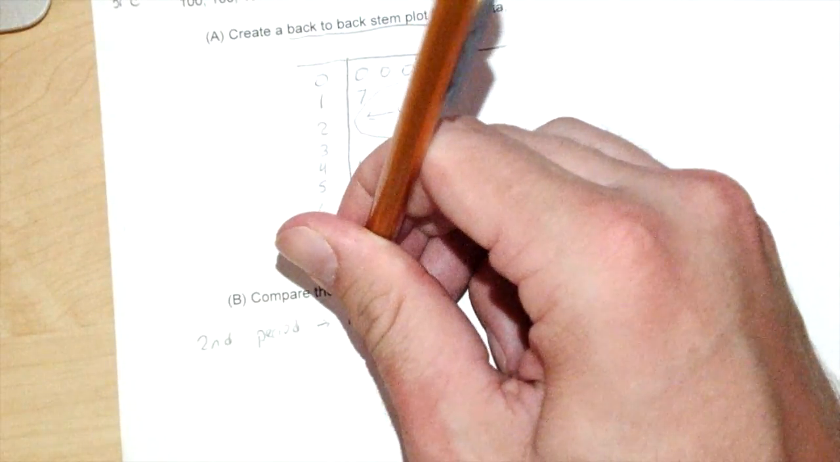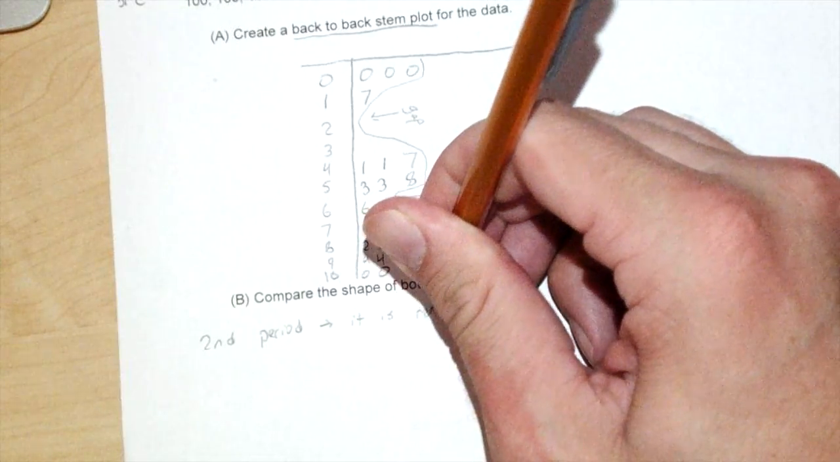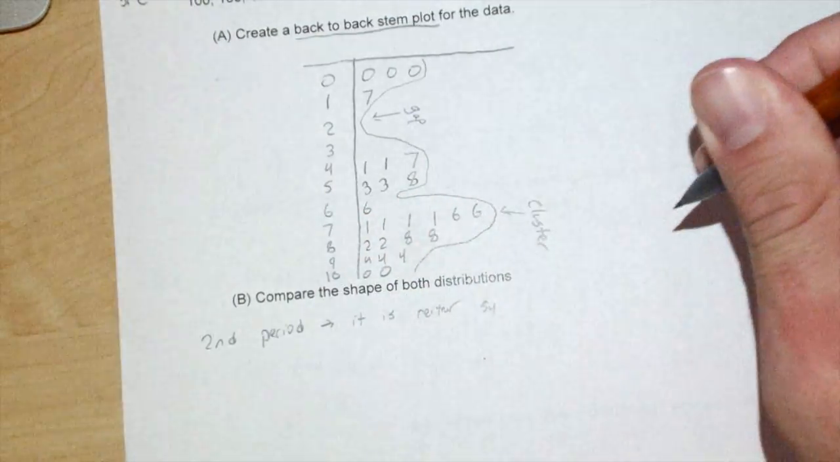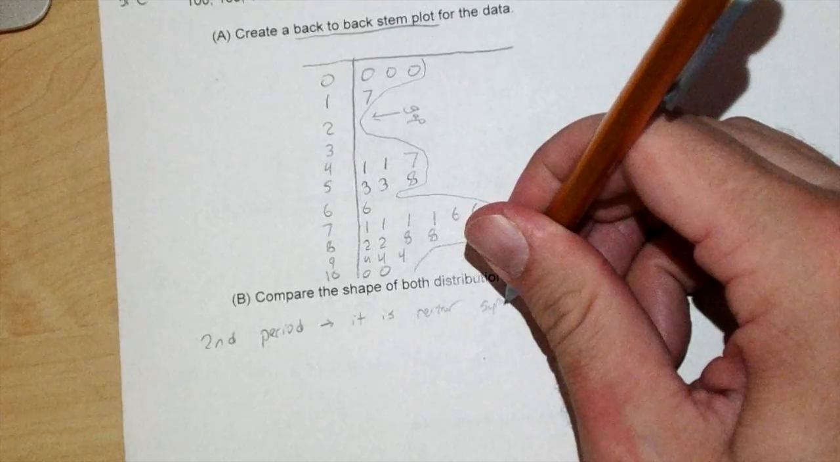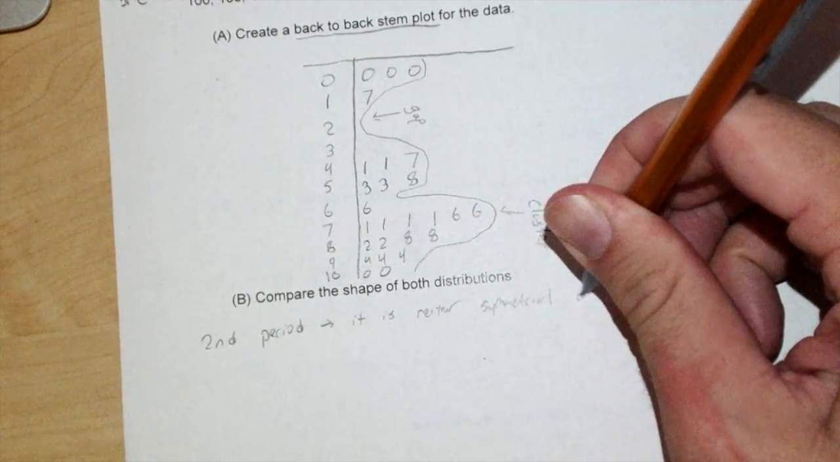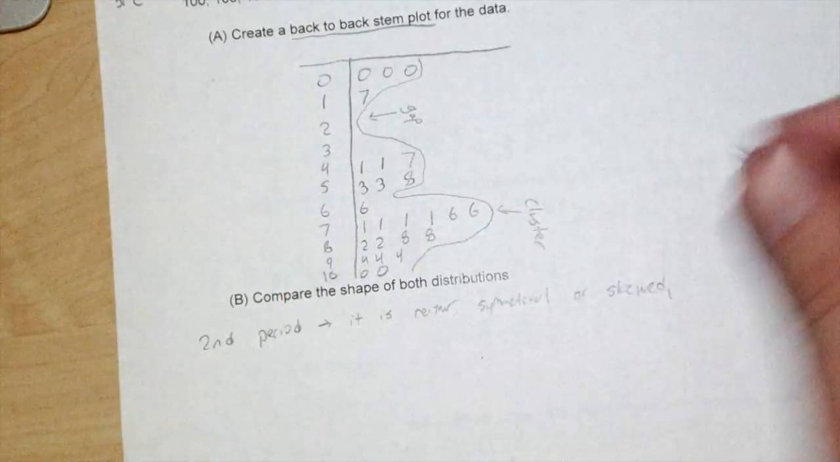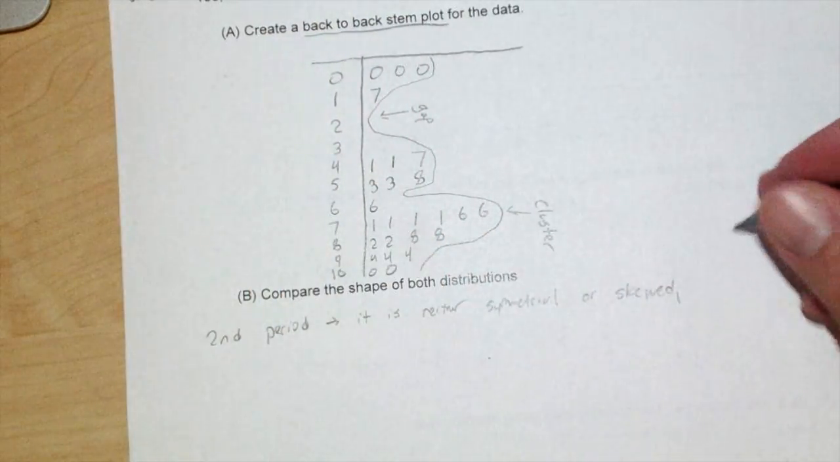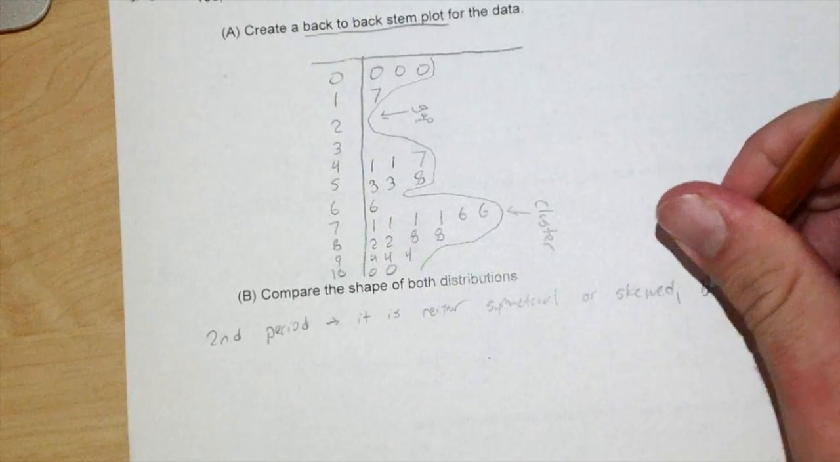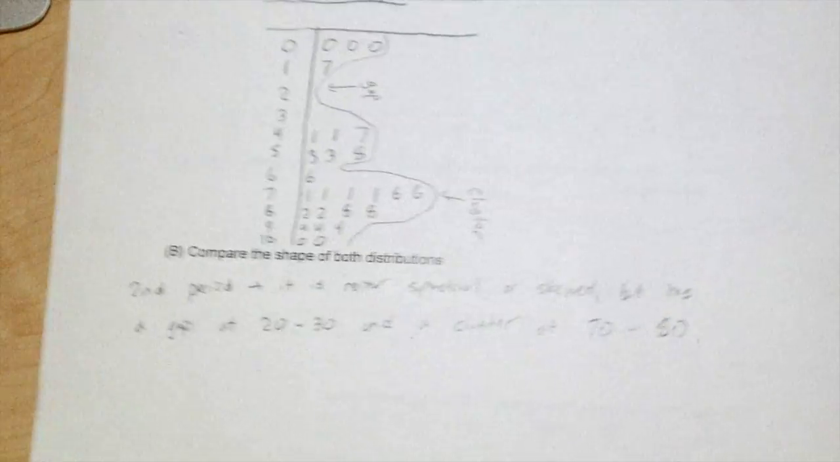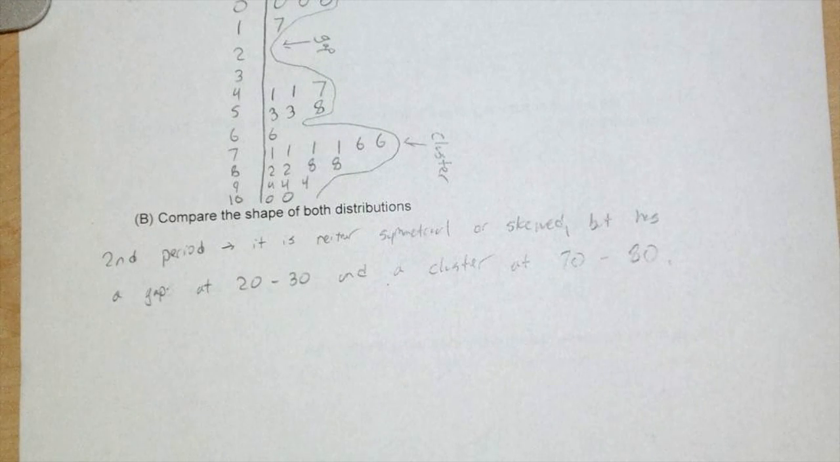it is neither symmetrical or skewed, but has gaps at 2 and, let me write it. Okay, so this is really the shape lesson, and I'm saying it's neither symmetrical or skewed, which are the most important, but has a gap at 20 to 30 and a cluster at 70 to 80.